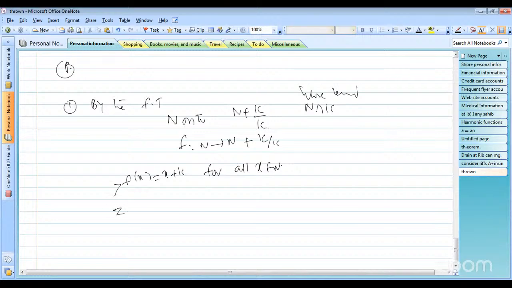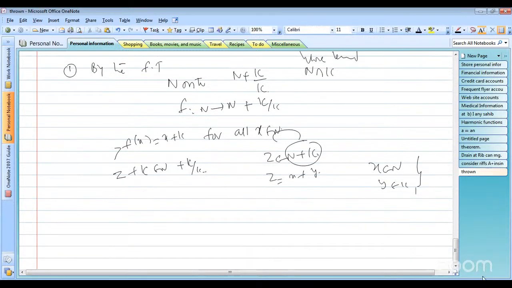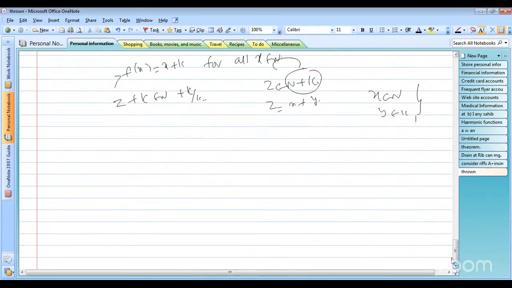So z plus k belongs to n plus k by k. Therefore z belongs to n plus k. We know that we can write z is equal to x plus y, where x belongs to n and y belongs to k. We are taking it. Hence f is an epimorphism here.